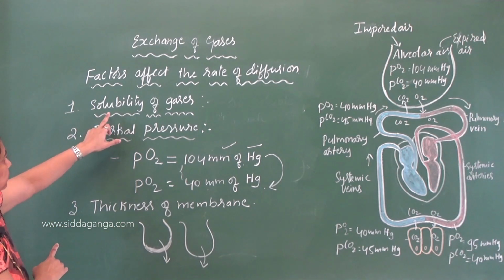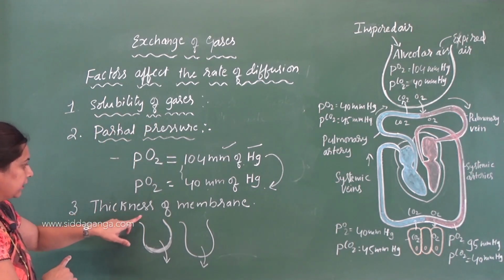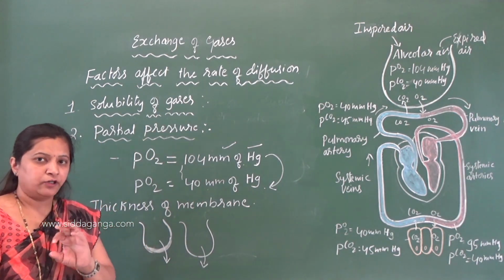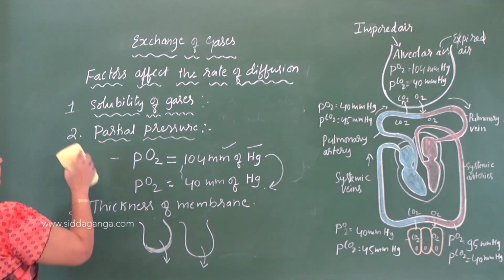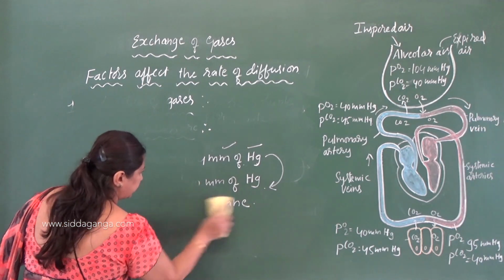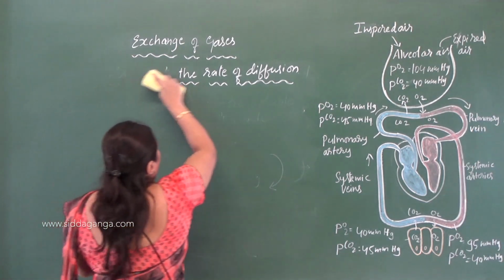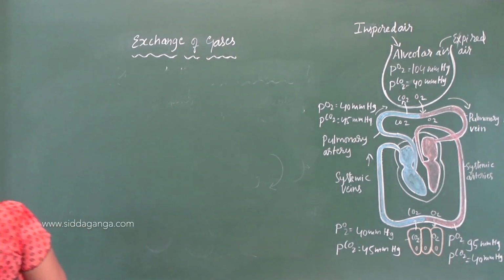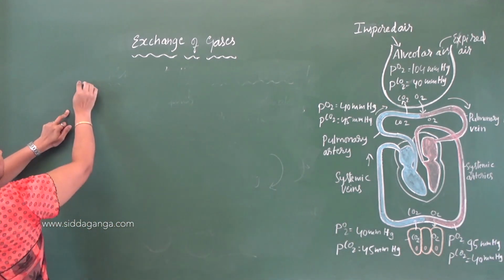One is the solubility of gases, another is partial pressure, and another is the thickness of the membrane. So these factors affect the rate of diffusion. Understood clearly? Now let us see how the exchange of gases takes place at two levels: between the alveoli and the blood, and between the blood and the body tissues. First I will explain how the exchange of gases takes place between the alveoli and the blood.